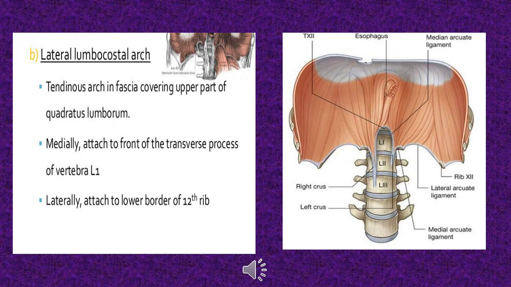Now the fibers which arise from the lateral lumbocostal arch. The lateral lumbocostal arch is the tendinous arch in the fascia which covers the upper part of quadratus lumborum. Medially, it is attached to the transverse process of the L1 vertebra, and laterally it is attached to the lower border of the 12th rib.